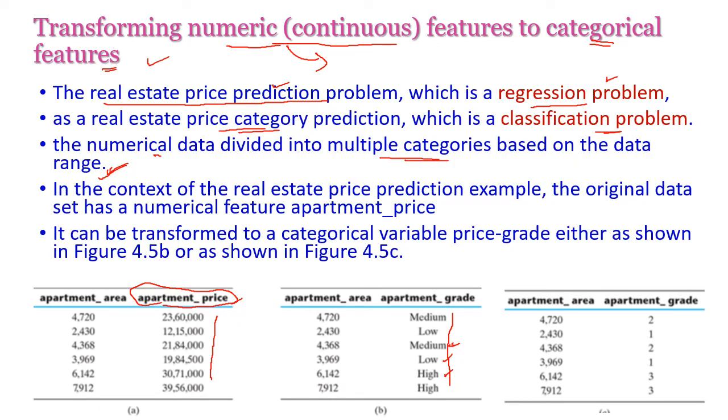In the real estate price prediction example, the original data has a numerical feature, apartment price, and it can be transformed into a categorical variable, that is price grade. It may be grade low, medium or high, or otherwise the grade may be 1, 2 or 3. 1 means low, 2 means medium and 3 means high. Likewise we can convert the numerical value into categorical value.